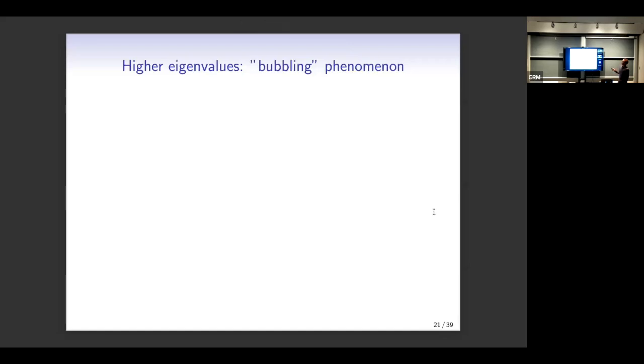Okay, so for high eigenvalues, so now what do we have for normal eigenvalues? For normal eigenvalues, we had a sphere or a ball for the first eigenvalue and then two balls for the second. And then for higher, who knows? We had some pictures, but you don't know how to show them. All right, so what happens for higher eigenvalues on surfaces?